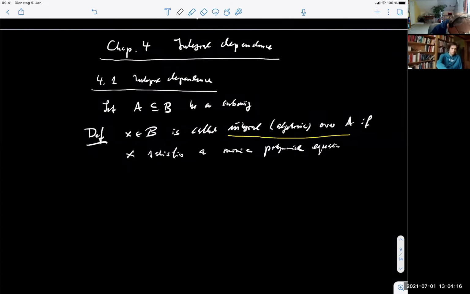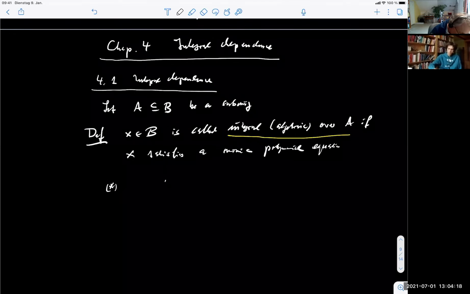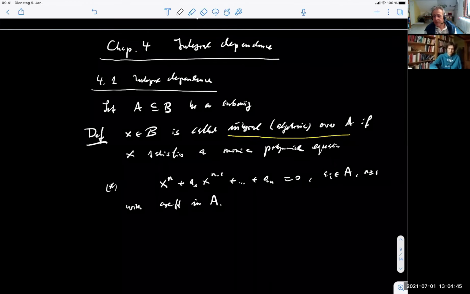Let's write it, with a star: x^n plus a_1 x^(n-1) plus ... plus a_n equals 0, where a_i is in A and n is greater than or equal to 1. The coefficient of x^n is 1, and the coefficients are in A, which is already in the formula. So that's the definition of integral.